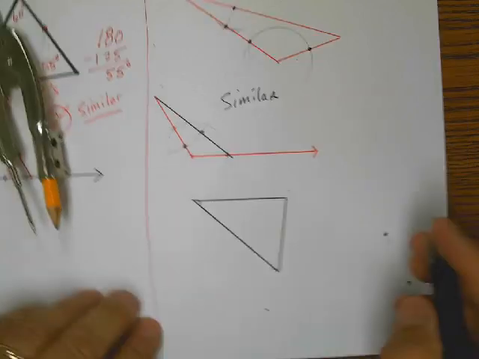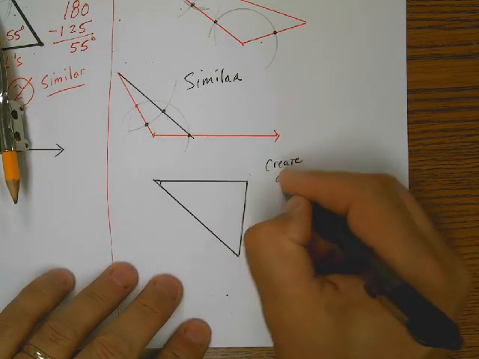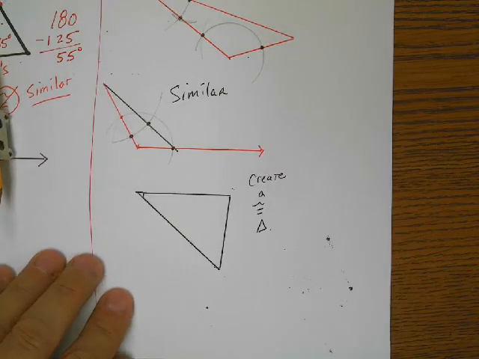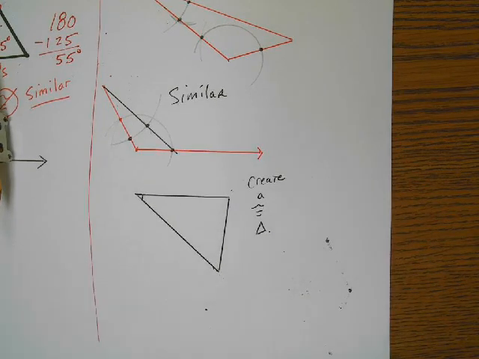Okay, and then see if you can create a congruent triangle. That means you've got to do two angles, and then one side has to be congruent. Once you make one side congruent, then you know you've got it.